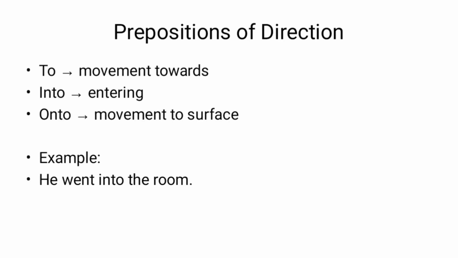And the third type is prepositions of direction. These prepositions indicate movement or direction. Common prepositions of direction are to, into, and onto. The preposition to indicates movement toward. The preposition into indicates entering something, and the preposition onto shows movement to a surface. For example, he went into a room.